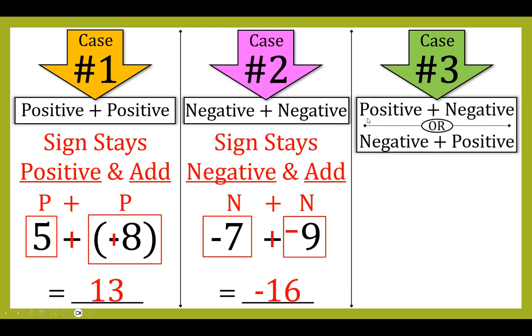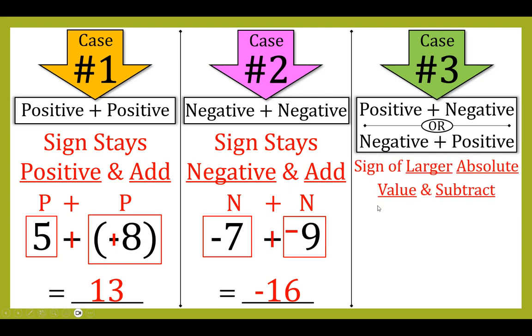Okay, let's look at one more case. This is where I can have a positive plus a negative or a negative plus positive. It is the same, okay? So what I will get is the sign of the larger absolute value and subtract. Okay, let's look at an example to see what I mean by sign of larger absolute value.